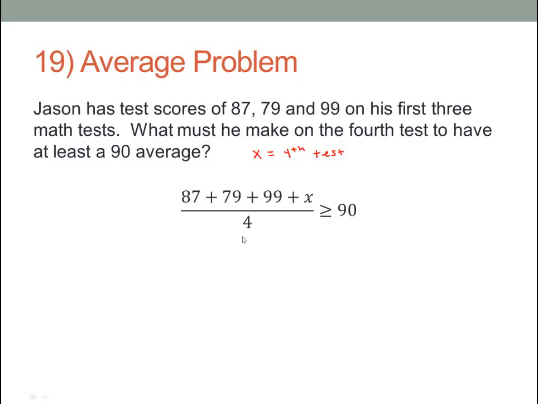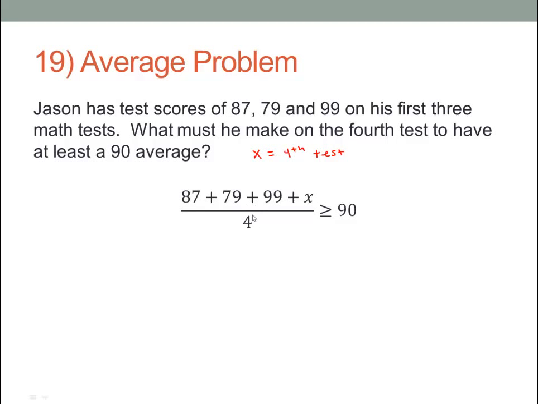So the way we would set that up would be 87 plus 79 plus 99 plus X. Those would be his 4 test grades. Then we divide the sum of his 4 test grades by 4 because those are the amount of tests that he took or will be taking total. And we want that average to be greater than or equal to 90, at least 90. And then we would begin to solve this inequality.